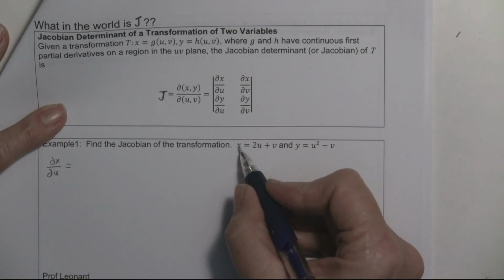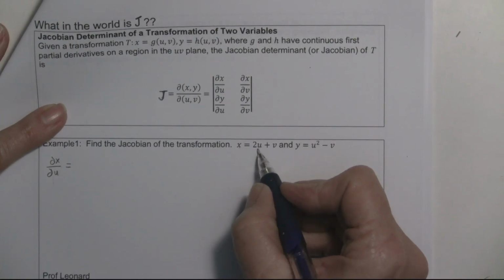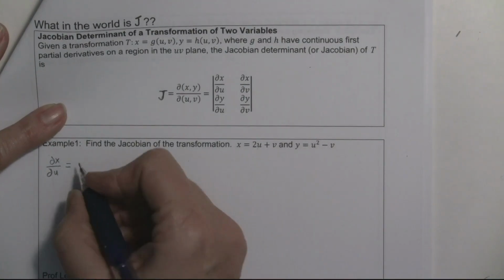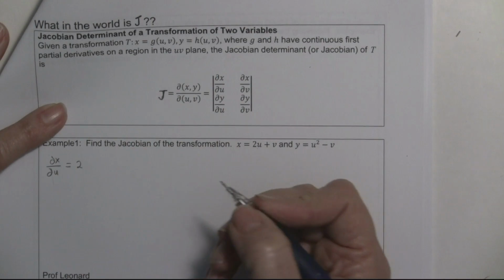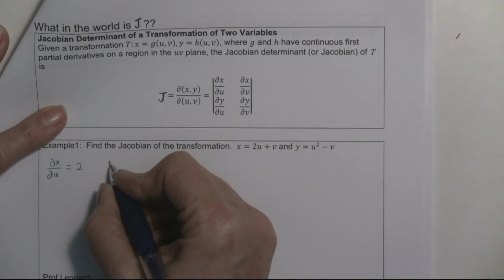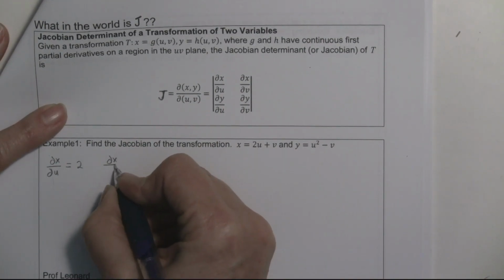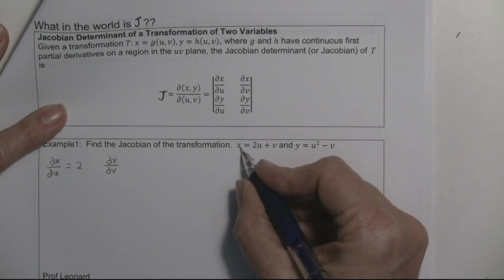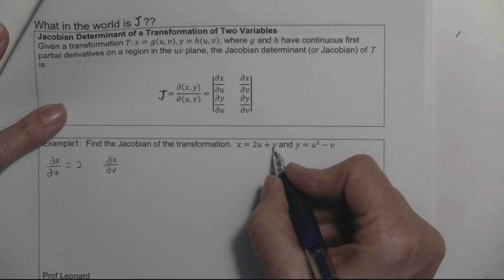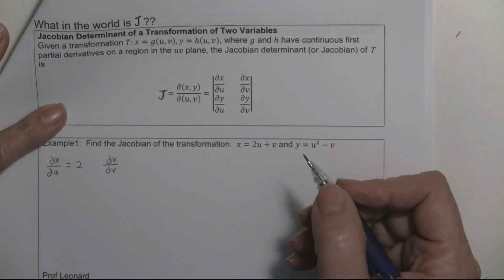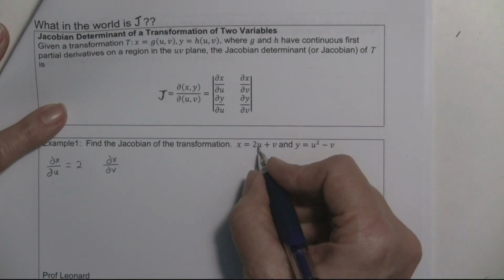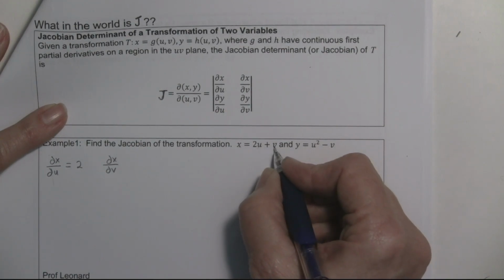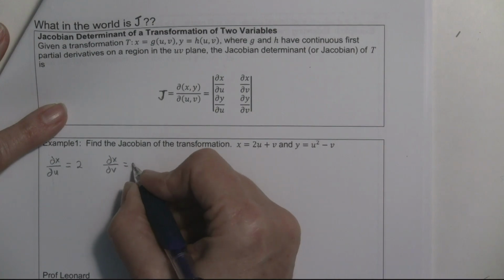So I want to go to x, and I want to take the derivative with respect to u, and v is a constant, so that's just 2. Then I'm going to do the partial of x with respect to v. I'm going to go here to x, and take the derivative with respect to v, where u is a constant. So the derivative of a constant is 0. The derivative of v is 1. So this is equal to 1.